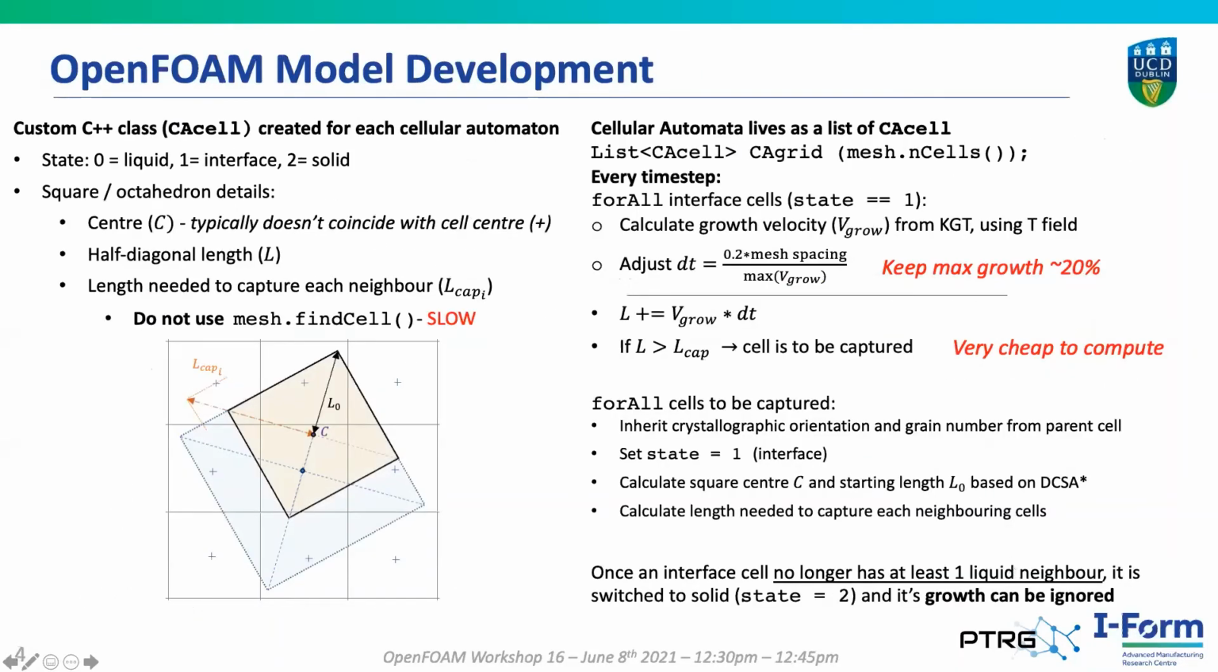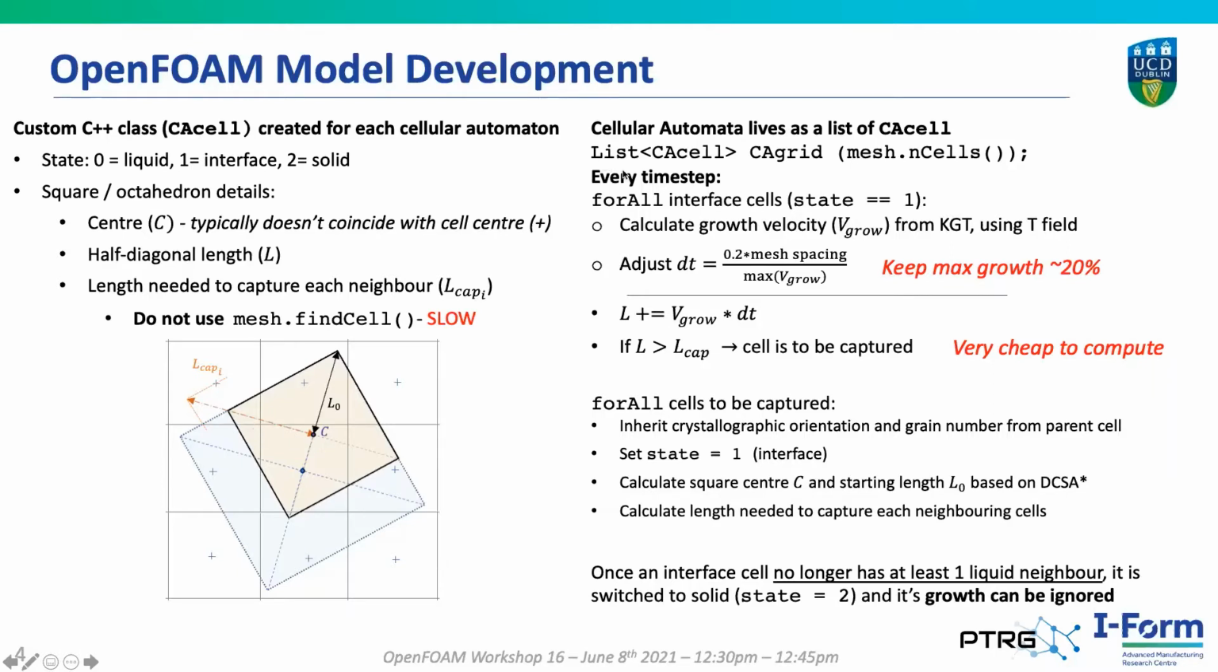To implement this in OpenFOAM, I create a custom class called CA-cell for each cellular automaton. Among other things, it stores the state of the cell, with 0 being liquid, 1 being interface, and 2 being solid. It also stores the details of the square or octahedron: the center and the size, which is defined as the half diagonal length. Originally I checked whether an octahedron had captured a neighboring cell by using mesh.findCell, but this was extremely slow as it needed to do a full mesh search hundreds or even thousands of times per time step. So instead, when I initiate a square or an octahedron, I calculate the length that the half diagonal needs to be in order to capture each of the neighbors. This sped up the algorithm by over 2 orders of magnitude and was definitely worth doing.